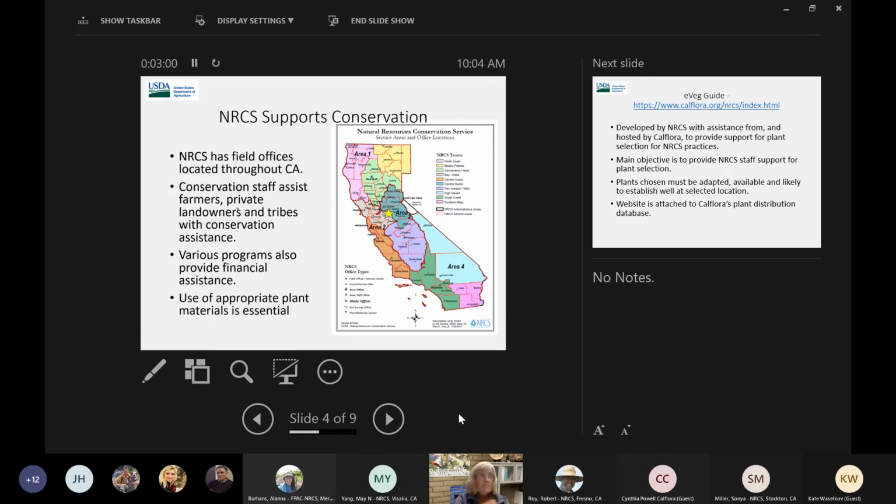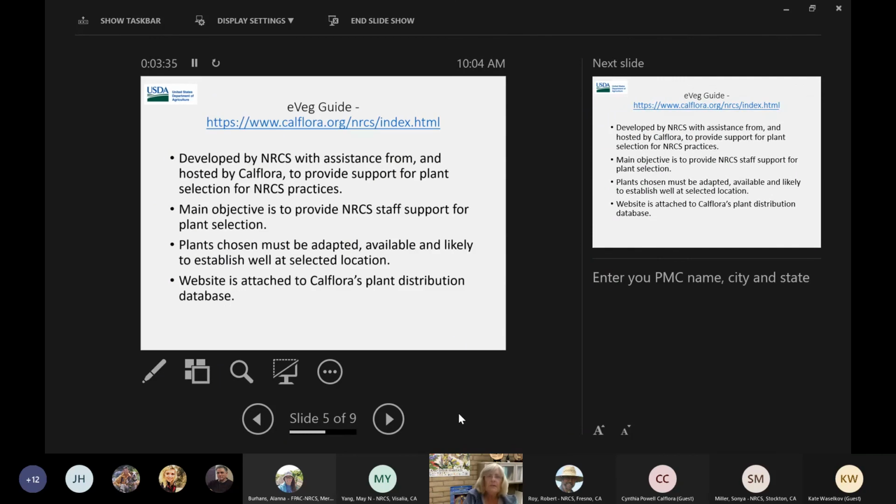And right now, I believe after the fires, some of our offices in those locations where the big fires have gone through are really busy. We also do things like cover crop and helping with range. And you can imagine with this that the use of appropriate plant materials is going to be absolutely essential, because we are a federal agency and we have a responsibility to the taxpayers that what we do is supportive of the environment and is not wasteful financially. So that's what we do.